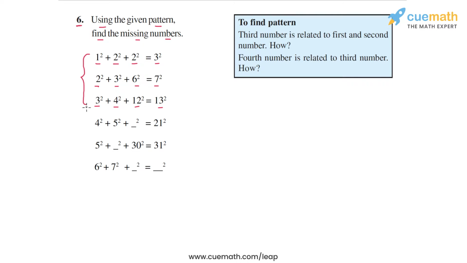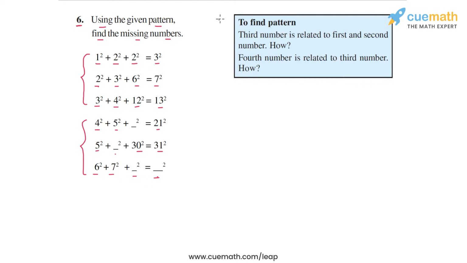And there is some pattern in these 3 statements that we have to find out. And then using that pattern, we have to complete the remaining 3 statements. And the remaining 3 statements are 4 square plus 5 square plus what square equal to 21 square. 5 square plus what square plus 30 square equal to 31 square. And then 6 square plus 7 square plus dash square equal to dash square. So we have to fill up all of these dashes.